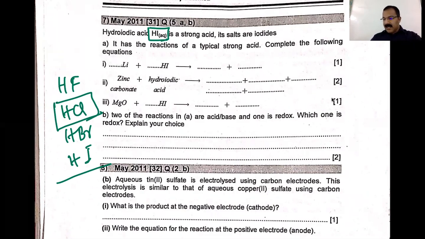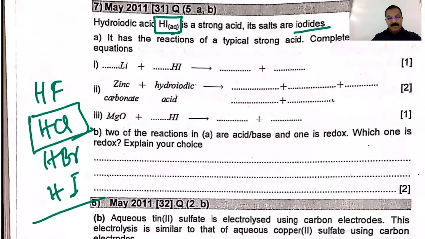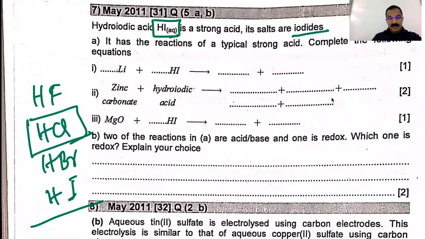HI is called hydriodic acid, and the salts are called iodides. It has the reactions of a typical strong acid. Complete the following equation. Li plus HI. It's a group 1 metal. So basically you will be getting the product lithium iodide, lithium is +1 charge, iodide is -1.